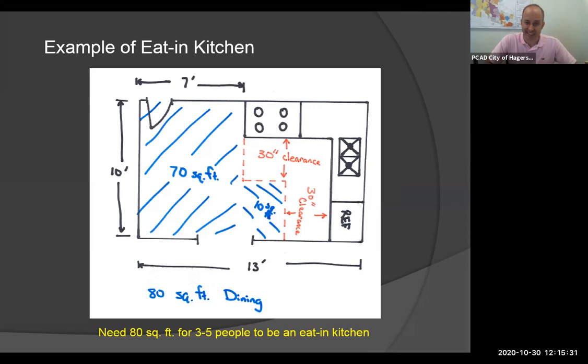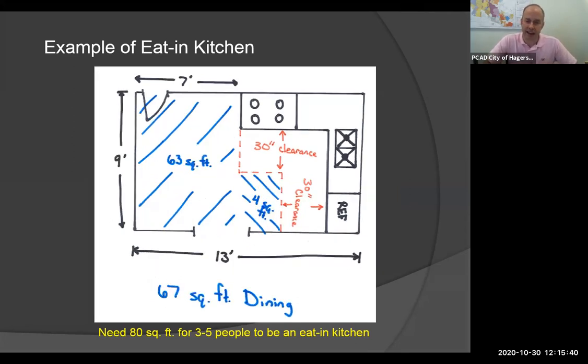Now, let's say we take this exact same kitchen configuration, but rather than it being 10 feet wide, we say it's 9 feet. So I take this exact same example here. Everything has remained the same, except I reduced it from 10 feet to 9 feet in the width of the room. So now in the square footage area, I only have 63 square feet. And then in that little area with all of the clearances, I have 4 square feet. So now I have 67 square feet of dining space. This is not enough dining space area to be considered an eat-in kitchen. There is not enough in that area to meet that 80 square foot requirement.